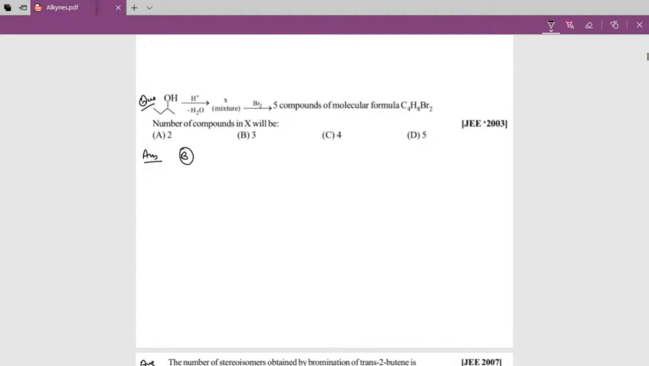Here, I would like to discuss that X is the mixture. Okay, 2-butanol, dehydration is done. Some X mixture is formed. What is this X mixture? This X mixture is cis-alkene, trans-alkene, and 1-butene.